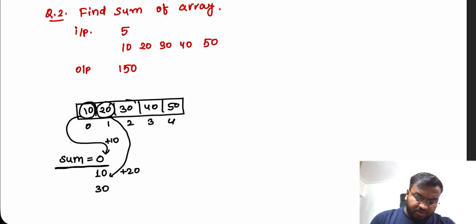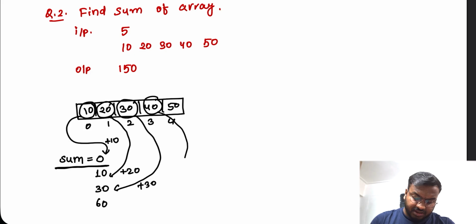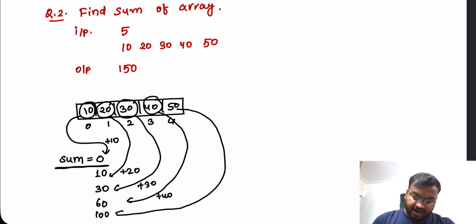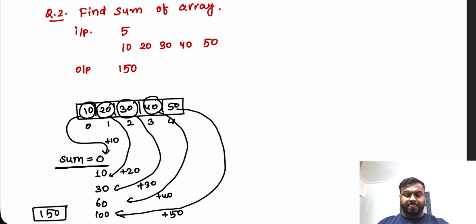Then after, I will take out the third element and add 30. So 30 plus 30 will become 60. And then I will take out the fourth element, which is at index number 3. So plus 40, 60 plus 40 is 100. And then in the next step I will take out the last element, that is 50. So 100 plus 50 will become 150. So this is my answer.